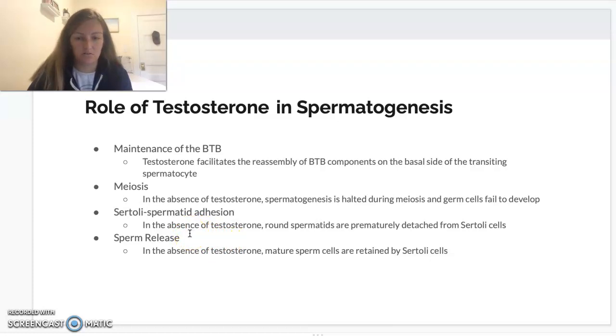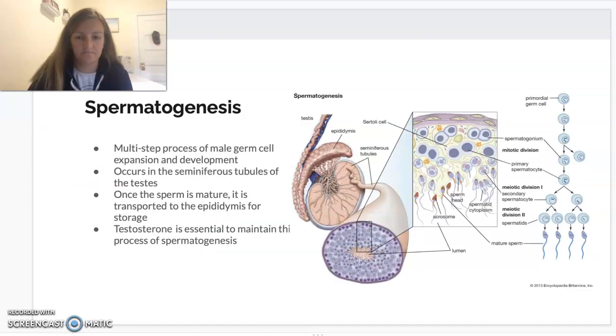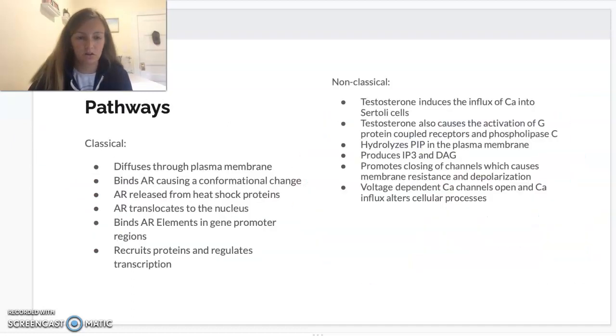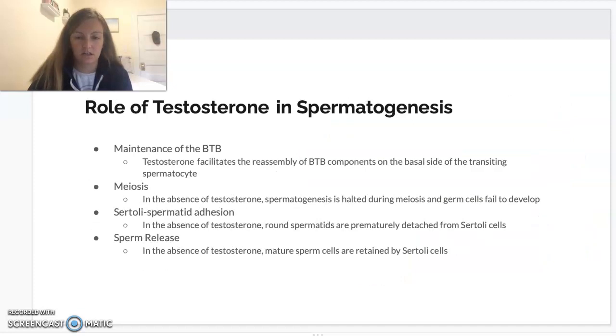Testosterone also helps function in sperm release. Without testosterone, the mature sperm cells are retained by the Sertoli cells and they're not able to be released for their actual function, and they're not able to be stored in the epididymis. So testosterone has a lot of really important regulatory functions, and more so, I would say, the absence of testosterone is felt in these certain ways. These are just a few examples.